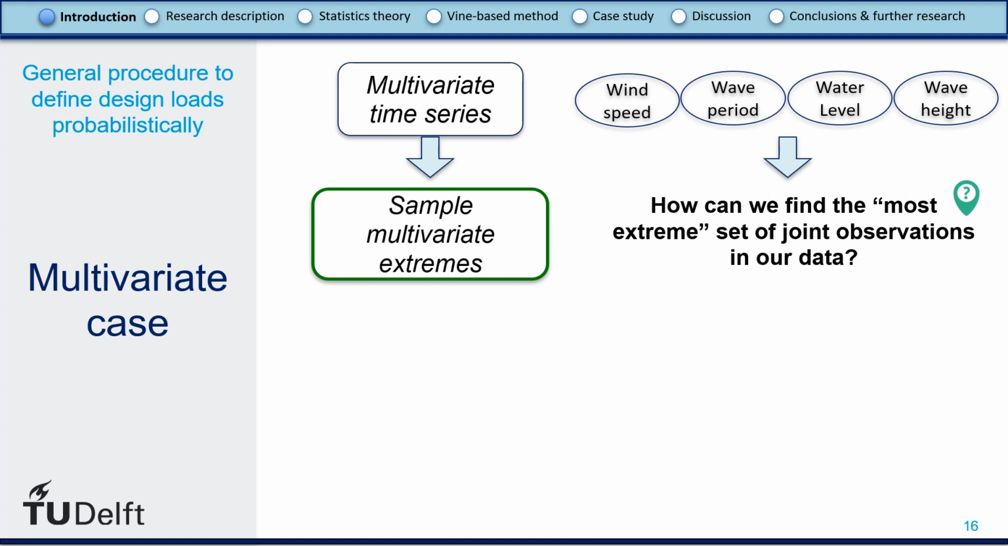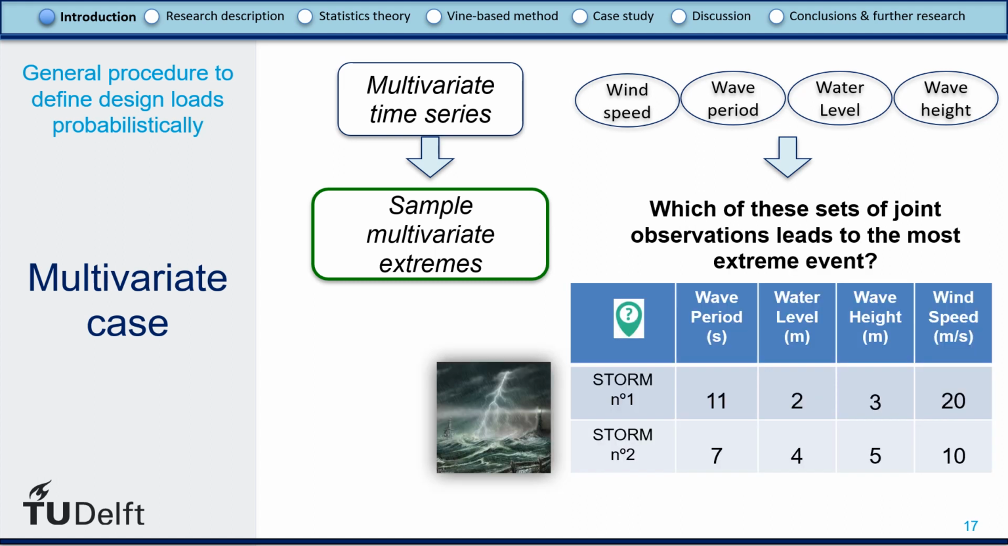In the first step, the sampling of multivariate extremes, we can ask ourselves this question: how can we find the most extreme set of joint observations in our data? Let's rephrase. Which of these sets of joint observations leads to the most extreme event? Storm number 1 or storm number 2?